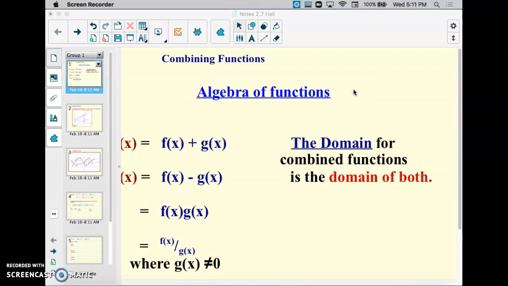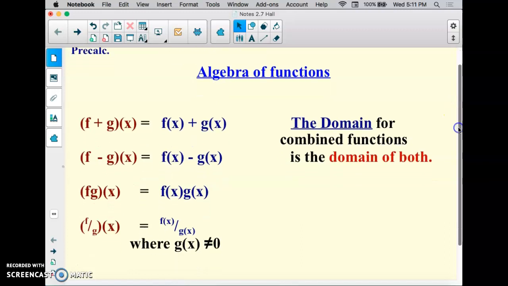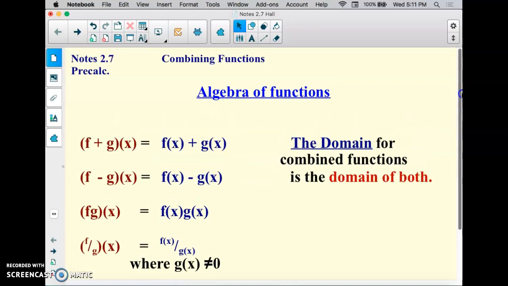Okay, in 2.7, we're going to look at combining functions. So with combining functions, algebra of functions, we're looking at a couple things. For example, f plus g of x means the same thing as f of x plus g of x. We're taking two functions and we're going to be adding them. All right, so that was just the first example of what it means to combine functions.